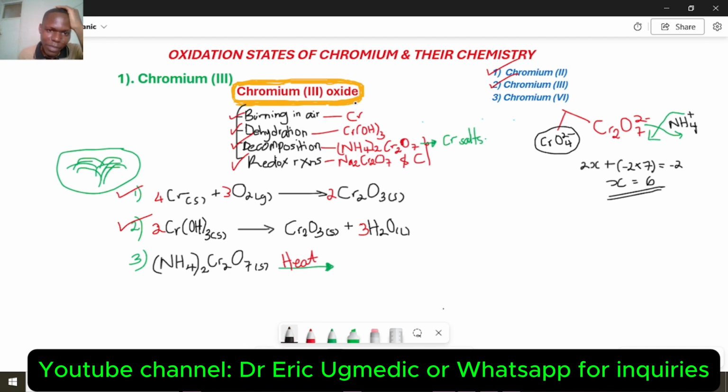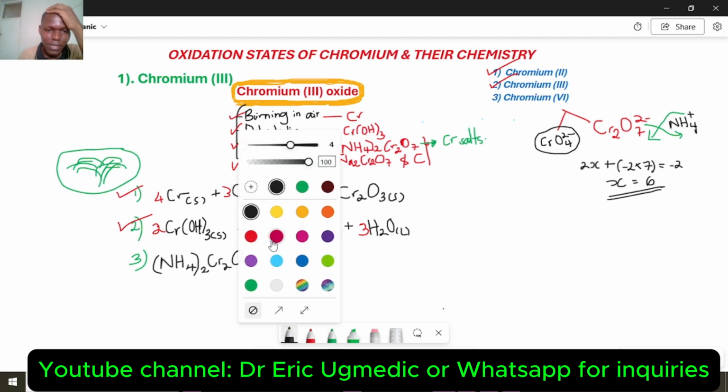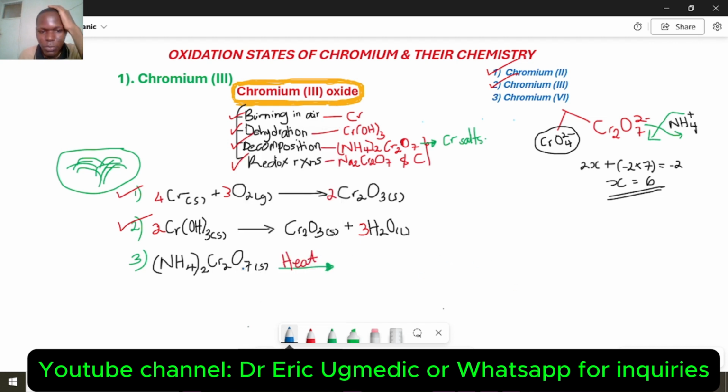We are looking at a product which will be in the +3 oxidation state. How does that occur exactly? So this is what occurs. Follow with me. Let me use blue for the explanation part. So in this compound, I have 2 molecules. I have the ammonium ions, and then I have the dichromate ions. So I have the dichromate ions in the +6 oxidation state.